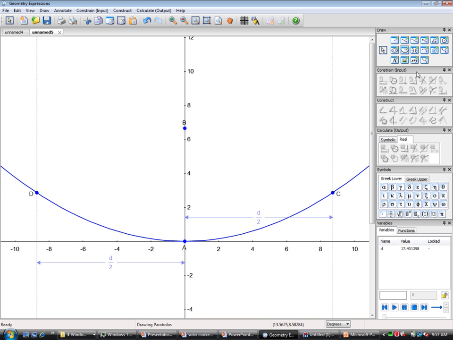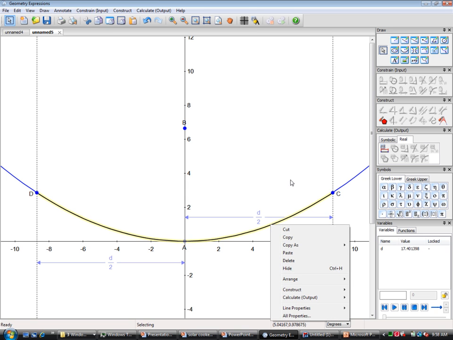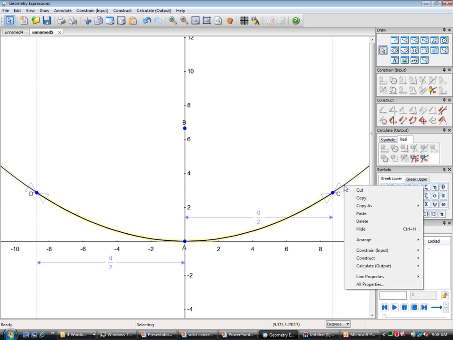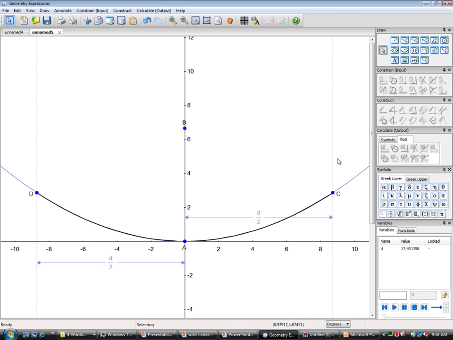And I'll put points there that mark the edge of the mirror. If we'd like, we can put an arc in between these points. Let's make that nice and thick. Actually, what we could do instead is make the parabola nice and thin. So this thick dark line here is the actual mirror. The thin line is the parabolic shape that it's based on.